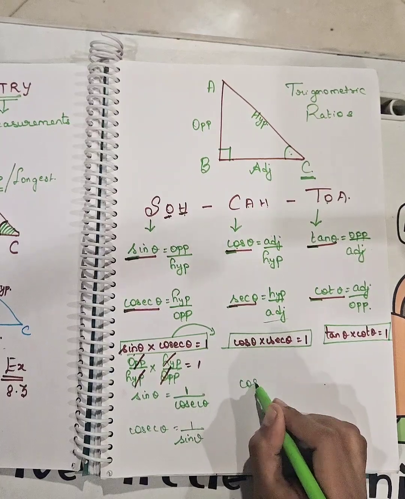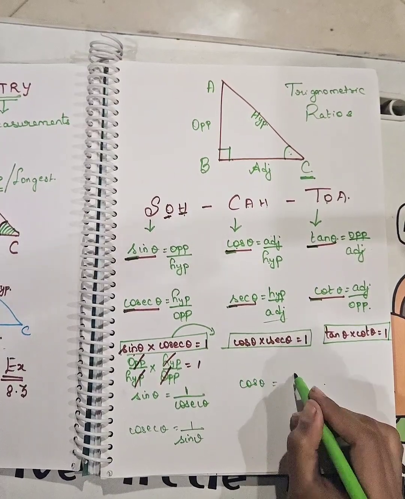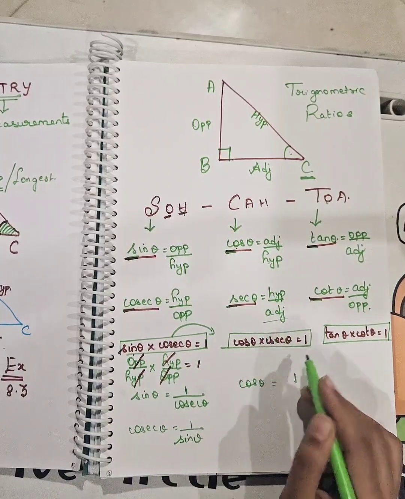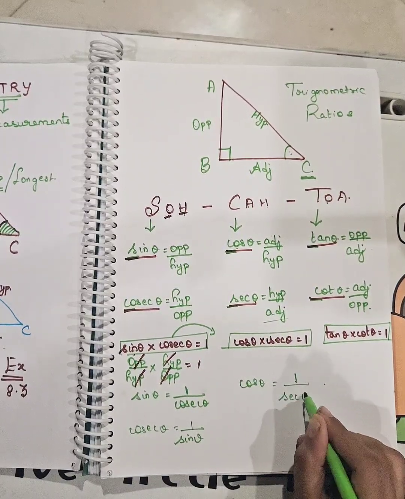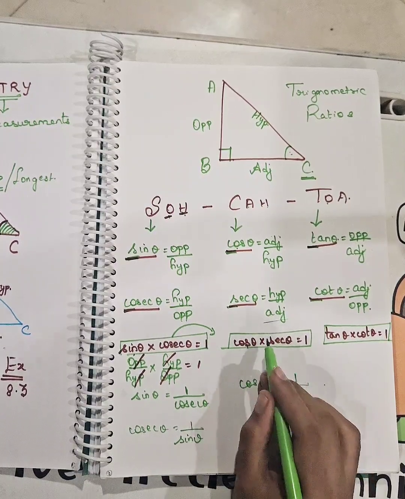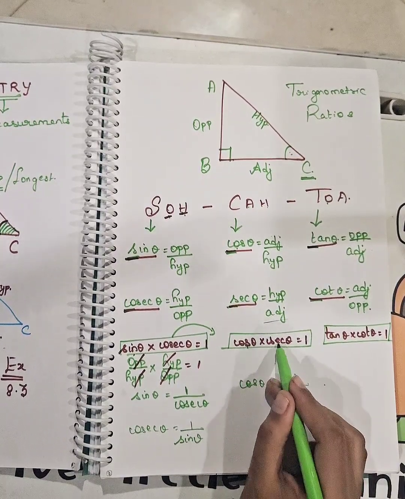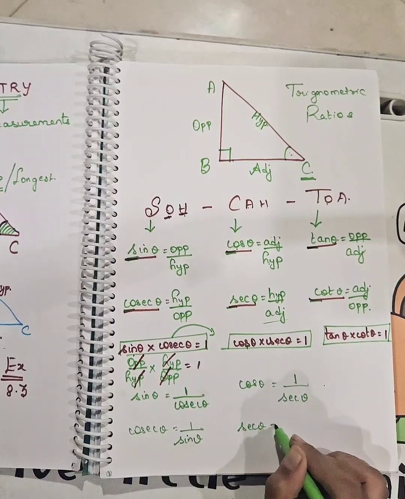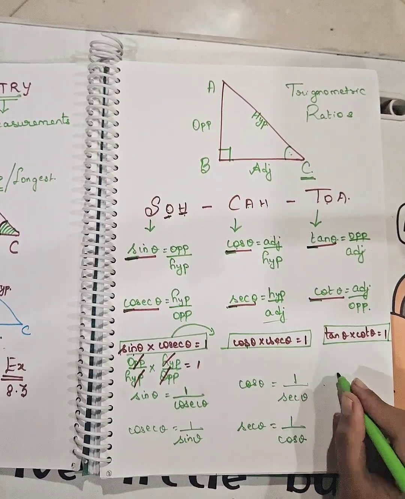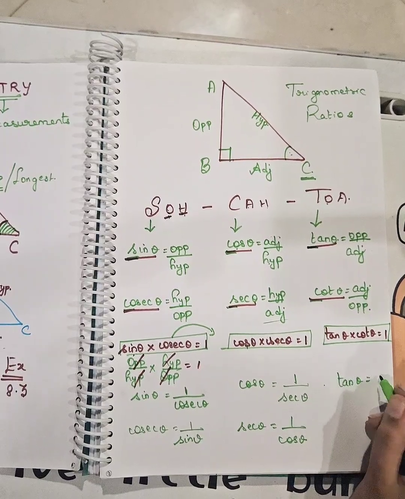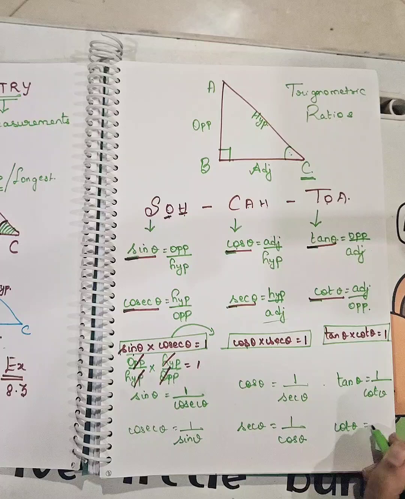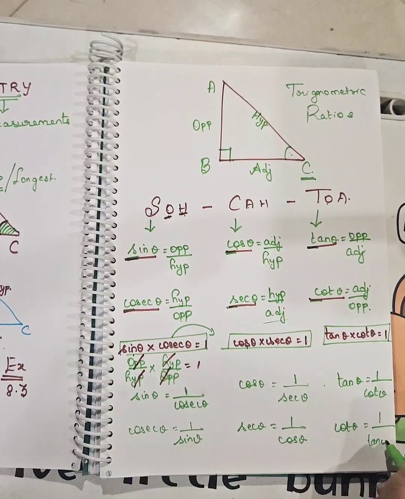So keep cos here. Already 1 is there on the other side. Secant will go there and become division by secant. So first we kept cos here and sent secant theta. Now we are going to keep secant theta and send cos theta. Followed by we are going to keep tan theta and move cot theta. Keep cot theta and move tan theta. That is all.